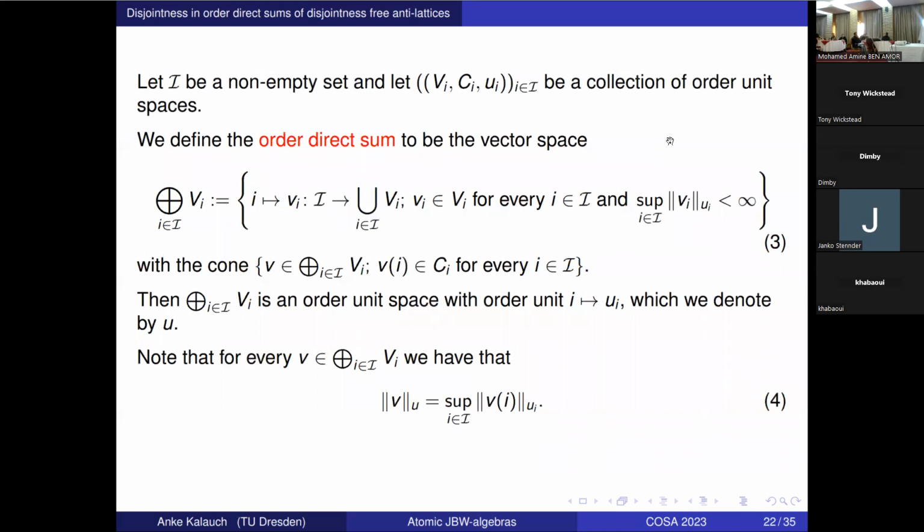So now we have to define what the order direct sum is of a collection of order unit spaces. This looks now a bit technical. The main point is that we have to deal with that it really stays bounded in a certain way. This has to be put in the definition. The cone is the natural one, the entry-wise cone. And we get an order unit in this order direct sum also in the canonical way. I take the order unit in each of the order unit spaces. And we get the order unit norm there as a supremum of the norms in the components. So it's kind of a natural way to define this.